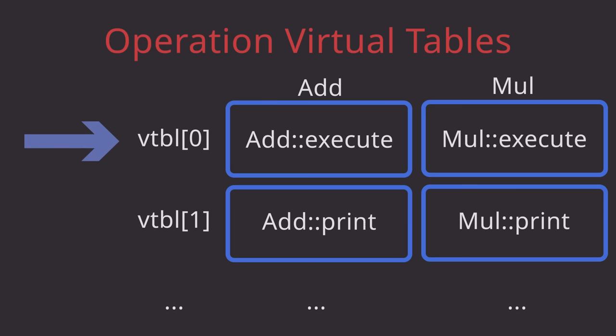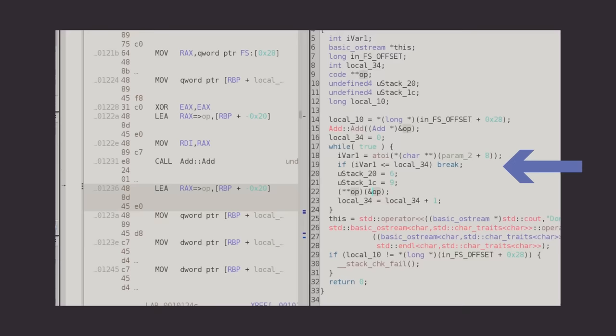This way, whether it's an add or a multiply or a subtract, the base class will always invoke execute and not something else. So while the order of the VTable is the same, the function itself will be different depending on the implementation by the child class. Let's walk through a constructor and see it happen live.